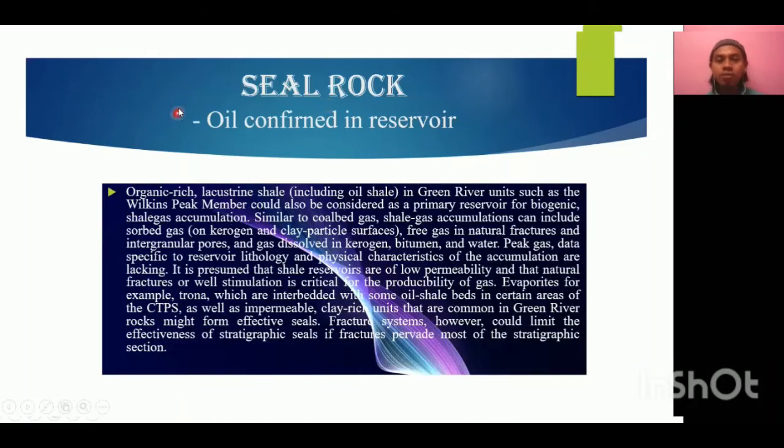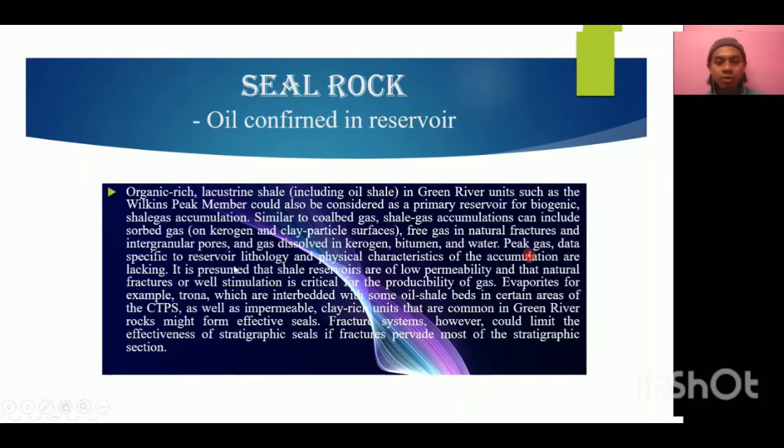We go to the next part, which is seal rock. In general, seal rock means the rock that contains oil in the reservoir. In Green River, organic-rich lacustrine shale, including oil shale in Green River units such as the Wilkins Creek member, could also be considered the primary reservoir for biogenic shale gas accumulation. Similar to coal bed gas, shale gas accumulation can include sorbed gas on kerogen and clay particle surfaces, free gas in natural fractures and intergranular pores, and gas dissolved in kerogen, bitumen, and water.